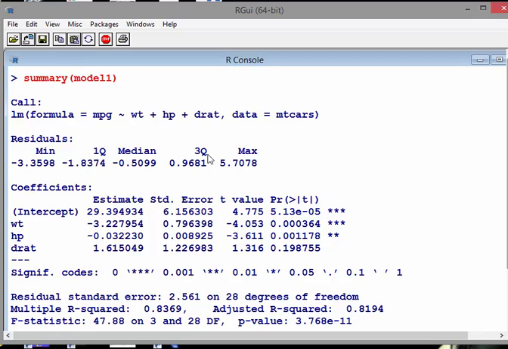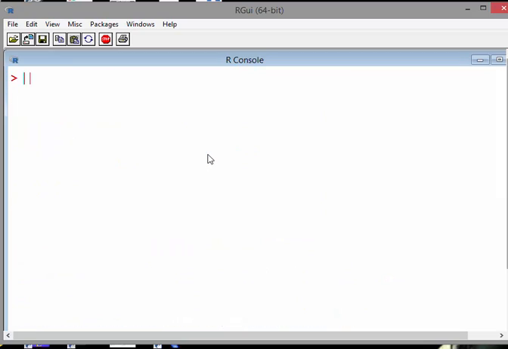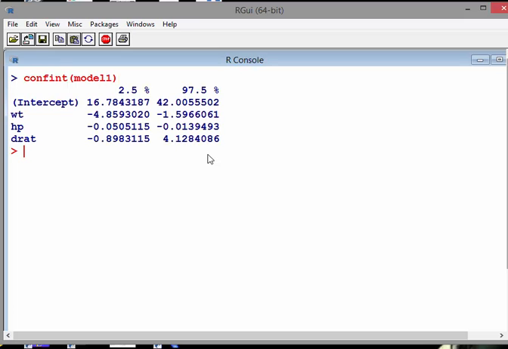I won't get into any more detail about that because I'm trying to keep the video short. A useful command here is confint(model1), which gives the 95% confidence interval for the estimates. You notice that they either have the same signs: the intercept has both the 2.5 and 97.5 positive, weight both negative, horsepower both negative. The range of values for horsepower is very limited. Now, drat is minus 0.8983 to 4.12. That one is not significant.